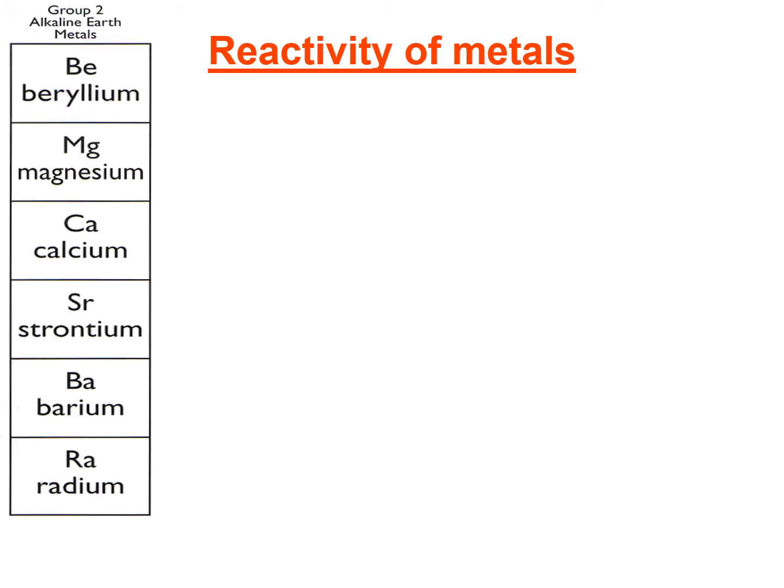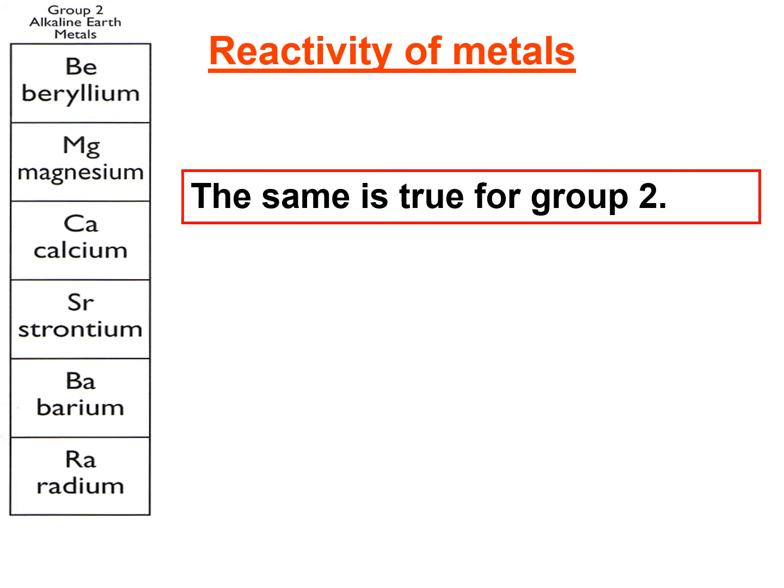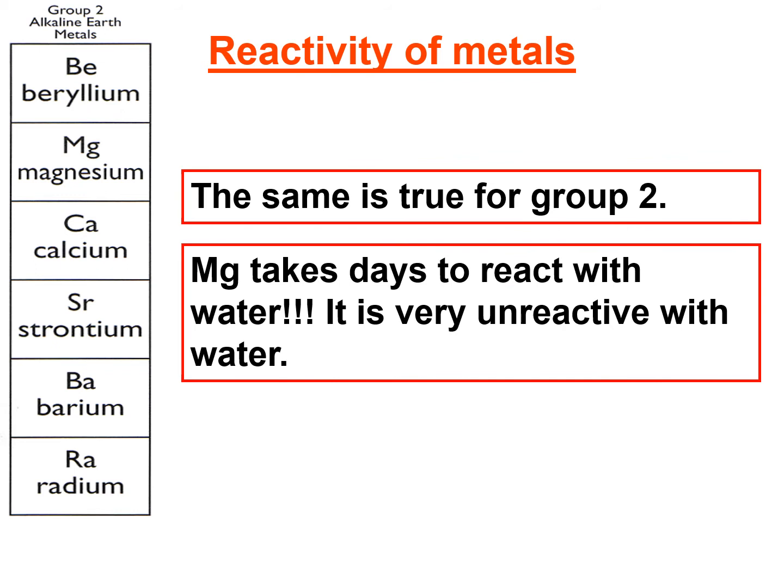Next, again, as you go down the group, it gets more reactive. So calcium is more reactive than magnesium. Magnesium is more reactive than beryllium. Now, magnesium takes days to react with water, so it's quite unreactive with water.